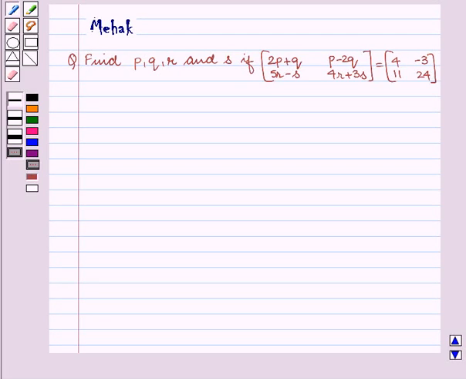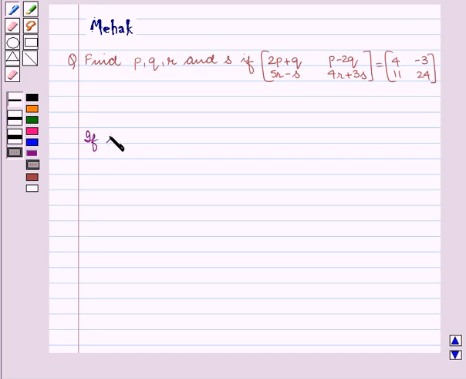In this session, we are going to discuss the following question. The question says that find P, Q, R and S if the matrix containing elements 2P plus Q, 5R minus S, P minus 2Q, 4R plus 3S is equal to the matrix containing elements 4, 11, minus 3, 24.